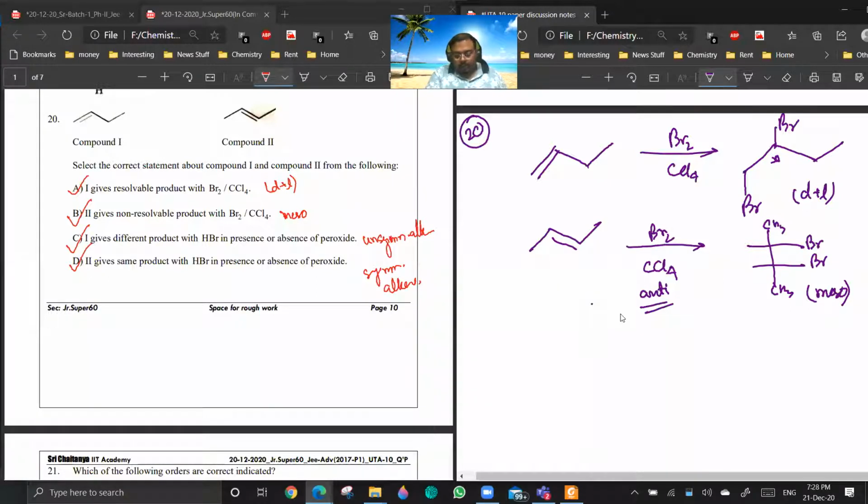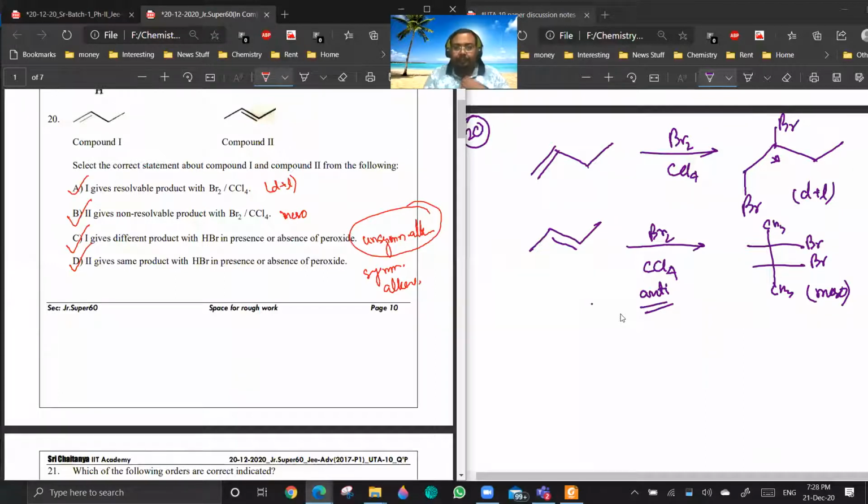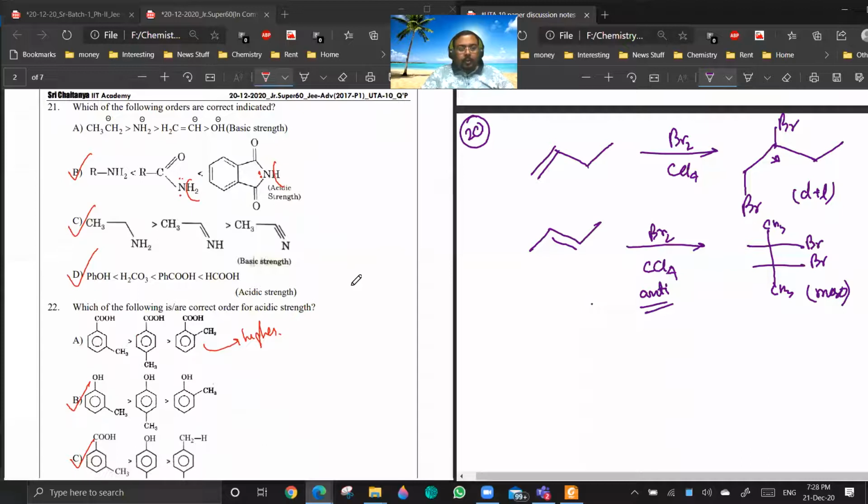Option C, one gives different products with HBr. See, only unsymmetrical alkene will give Markovnikov and anti-Markovnikov products as per presence or absence of peroxide. Is it clear? Yes, sir. And in case of 2, it is a symmetrical alkene. Both sides you have CH3 only. There is no regiochemistry in this case because both sides are same. It can attack any of the 2 terminals. Is it clear? So D will give the same product whether it is in presence or absence of peroxide. Is it clear? Yes or no? Yes, sir. Okay. 21, 22.